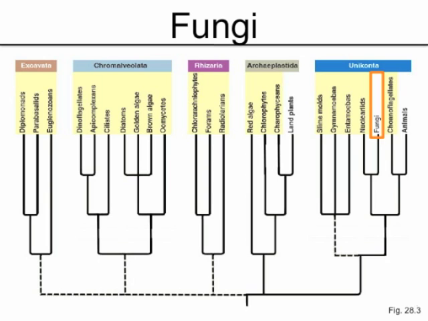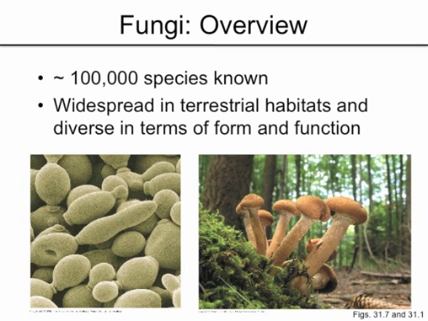So there are lots of different kinds of fungus. There are about 100,000 species known, and they're very, very widespread. They're found in terrestrial habitats, and in diverse forms and functions. They're primarily terrestrial. We don't find aquatic fungus. There is an organism called an oomycete that is aquatic and was originally thought to be a fungus, but it's actually not really related to the other fungi.